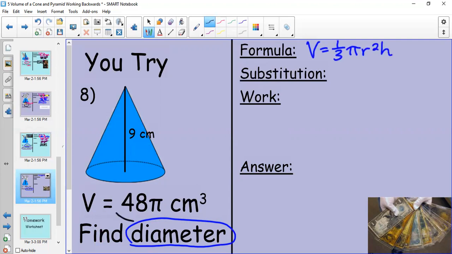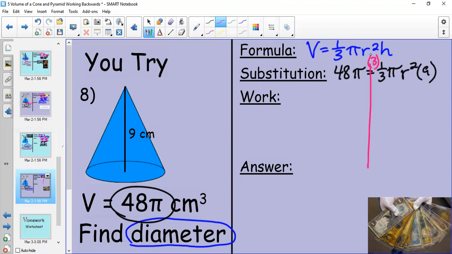Okay, so let's plug in what we know. Volume is 48 pi. We're going to keep the 1/3. We're going to keep the pi. Don't know the radius, that's our variable to start with. And our height is 9. Get rid of the 1/3 like we have in all the other problems by multiplying by 3. 48 times 3 is 144 pi. I'm going to rearrange the other side to put the 9 in front. So 9 pi r squared.